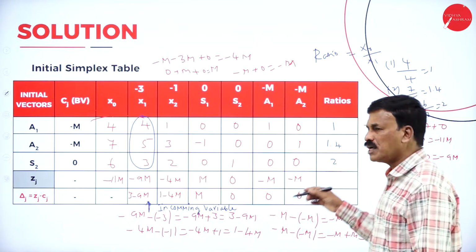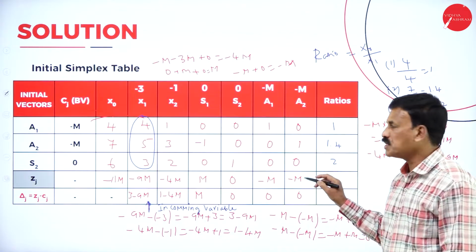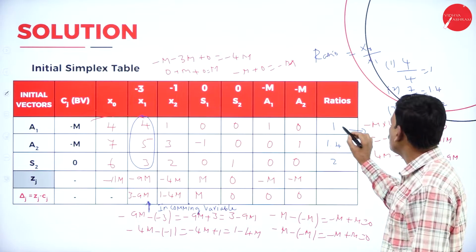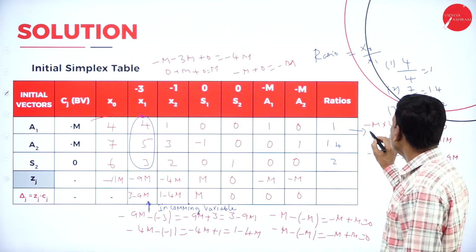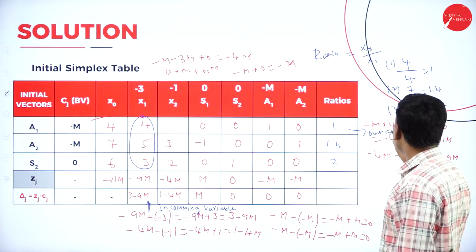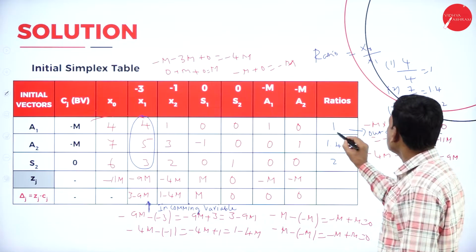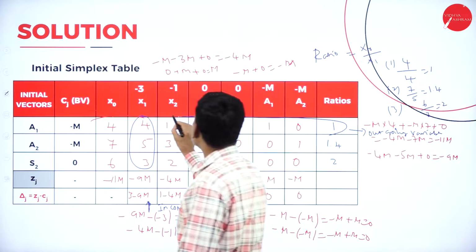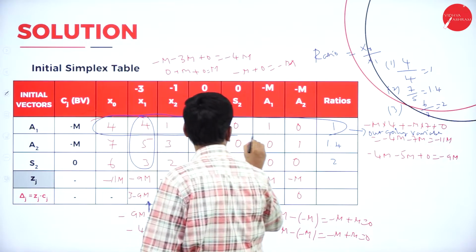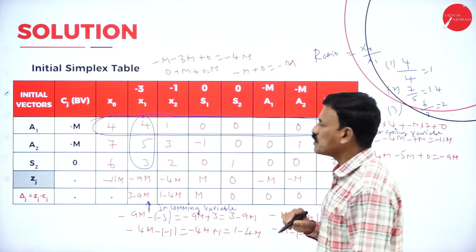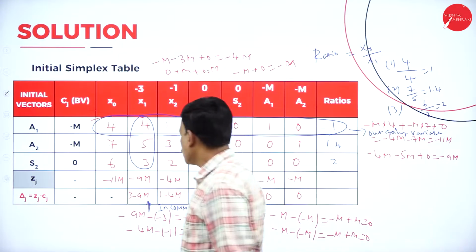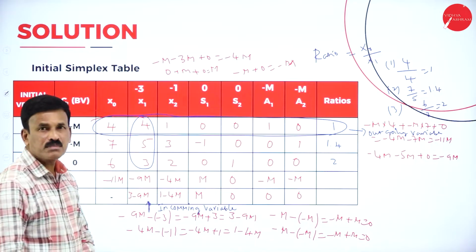Now as usual, you identify the least positive ratio. This is the least positive ratio. 1 is the least positive ratio. Therefore, this is the outgoing variable. So this is called the outgoing variable. 1 is the least positive. This is the outgoing variable. Now listen to me, I will explain.